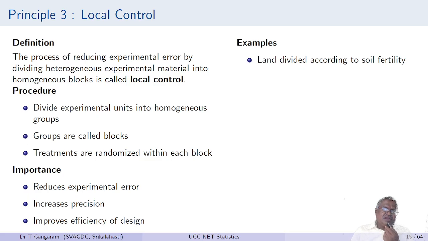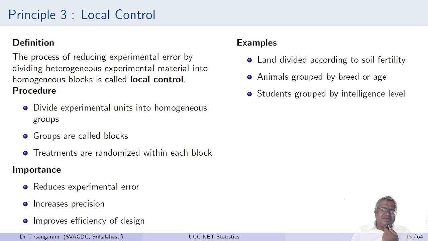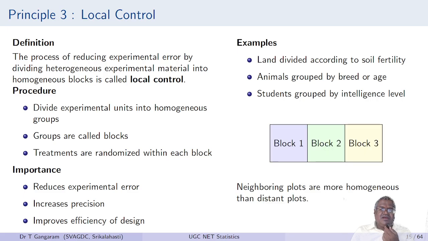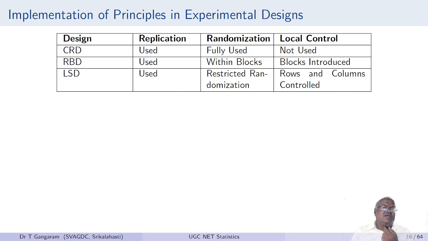Examples of local control are land divided according to soil fertility, animals grouped by breed or age, students grouped by intelligence levels. This is the local control technique. It is reducing the experimental error by grouping units into their characteristics. Neighboring plots are more homogeneous than distant plots. This is the key table where the different designs of experiments and the principles used are shown. You must carefully remember it.